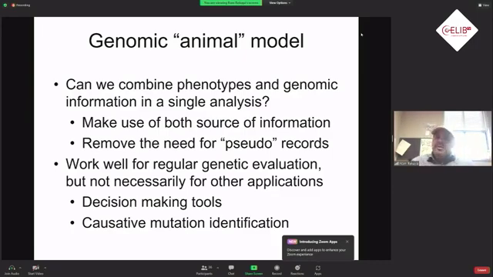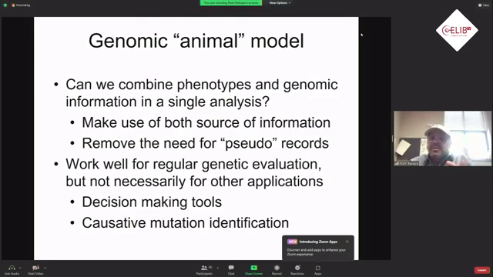So this, at least from a practical point of view, is very attractive, because it takes all the information you have and feeds it into one analysis, and you get your genomic breeding values, which you can give for every animal in the data and the pedigree, and then you can provide them to your breeders.